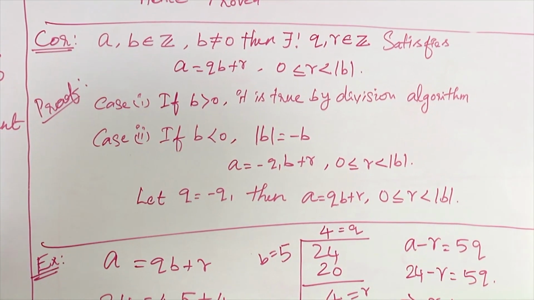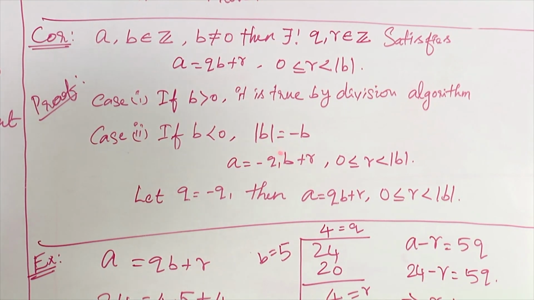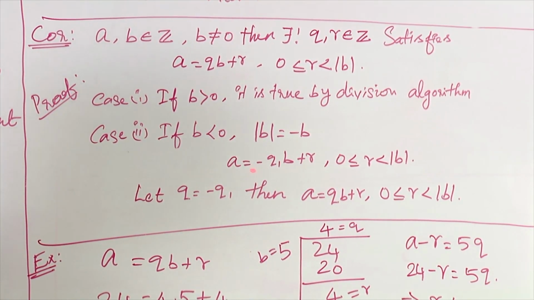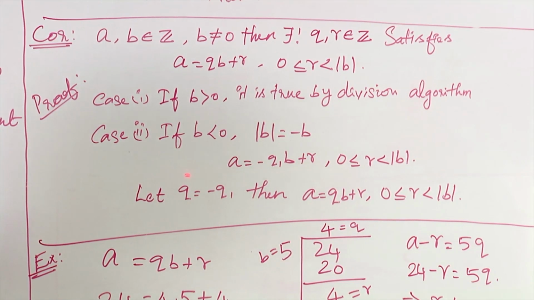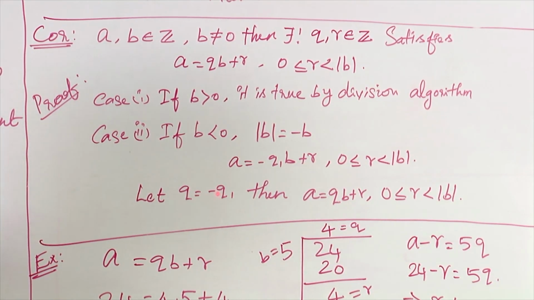Therefore, you can find a unique Q1 and R satisfying A = Q1 mod B + R, and replacing mod B as -B, you have A = -Q1 B + R, where 0 ≤ R < modulus of B. Here you can note it down. You can take this -Q1 as some quantity Q, which is an integer, and you can write A = QB + R, where 0 ≤ R < mod B. So we are able to prove the corollary for this case also.